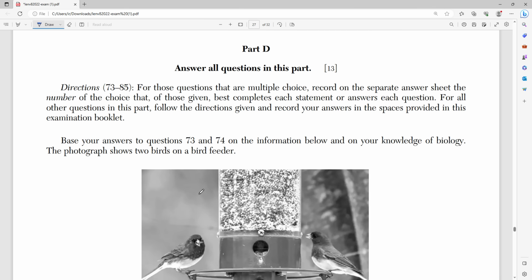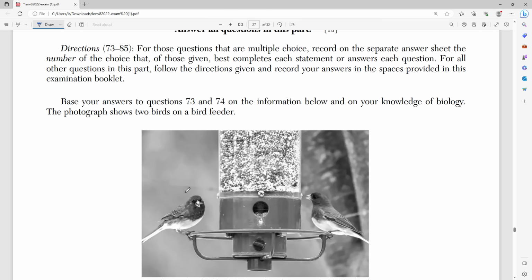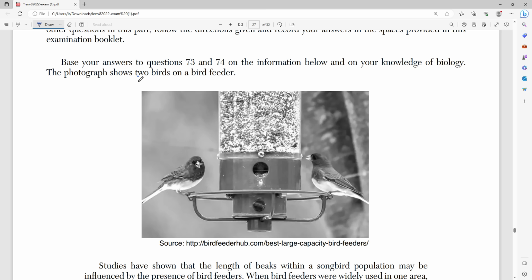Part D, we're now moving on to part D, which is 73 to 74. This video is going to be really long, so I apologize. It asks us to base our answers to questions 73 and 74 on the information below and your knowledge of biology. The photograph shows two birds on a bird feeder.